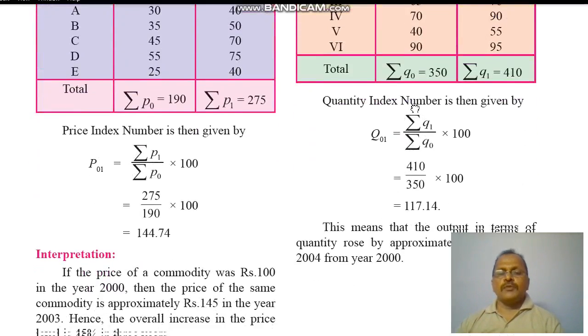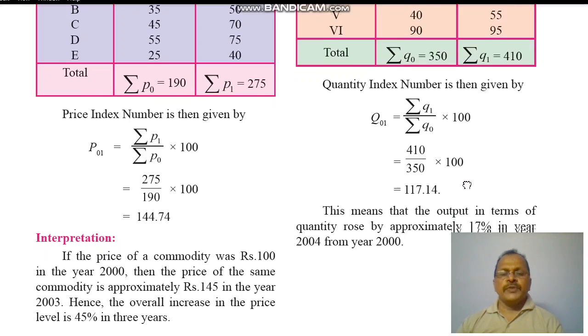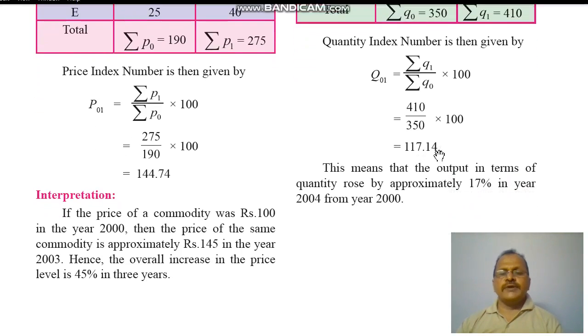Now use the formula, quantity index number Q01 is equal to summation Q1 upon summation Q0 into 100, that is 410 upon 350 into 100, which is equal to 117.14. Now its interpretation is like this. The output in terms of quantity rose by approximately 17% in the year 2004 from the year 2000.